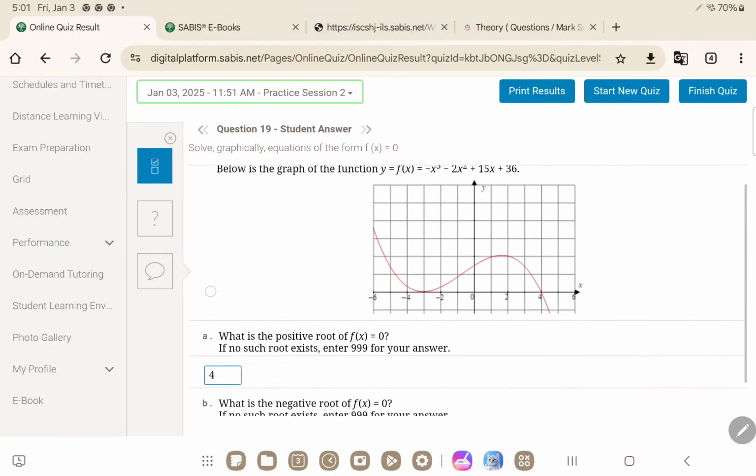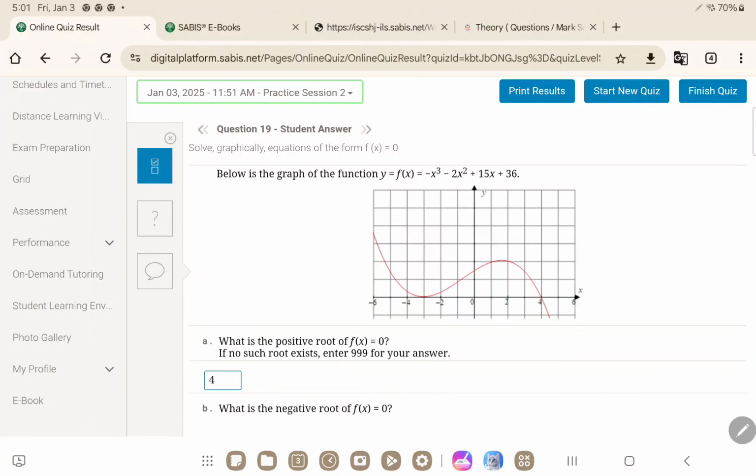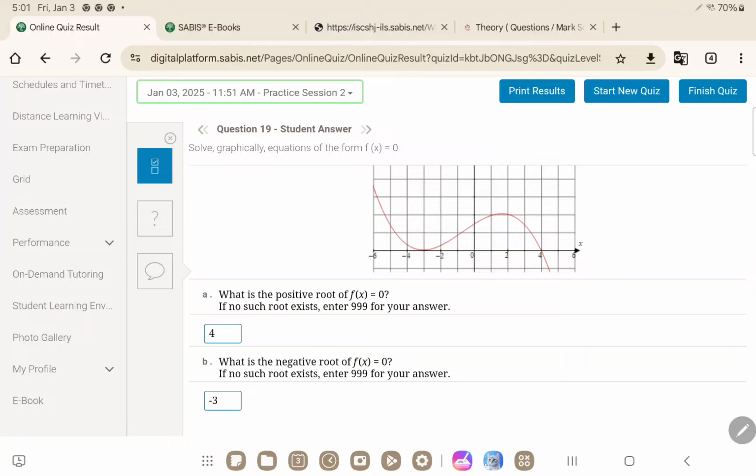Okay, so here they're showing us a graph of a function and they're asking us what's the positive root and what's the negative root. First of all, we need to understand what is a root. A root is the number at the point where the graph touches the x-axis. So we need to look at this axis and we need to see where the graph is touching it. Here our first root is here.